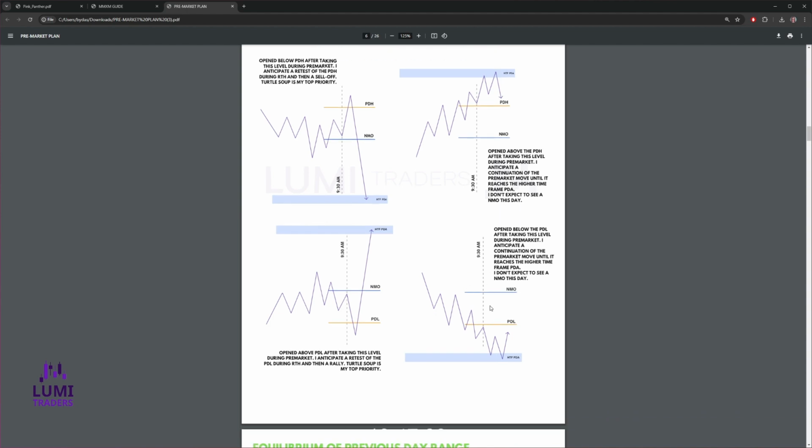Same idea applies for shorts. Market opens below previous day low level after taking this level during pre-market, meaning before market open. So we opened right here. This level was taken before market open. So I anticipate continuation of the pre-market move. This means I anticipate continuation lower until we reach a high time frame discount array. And I don't expect to see this level until 11 a.m. I don't expect to see New York midnight open until 11 a.m.